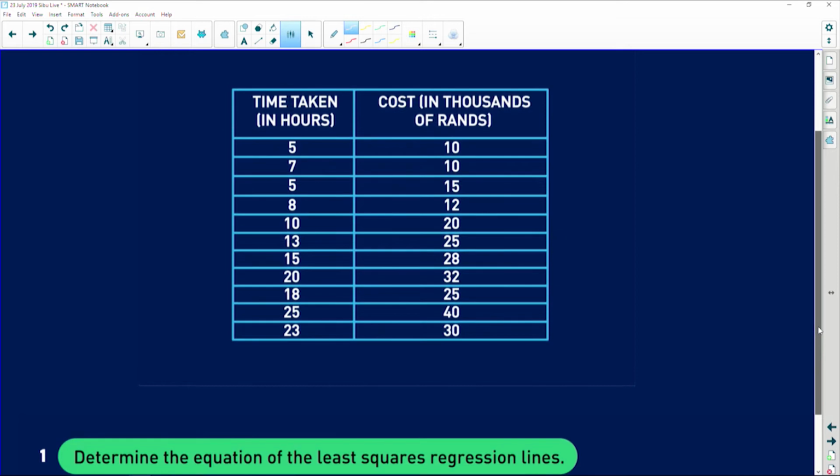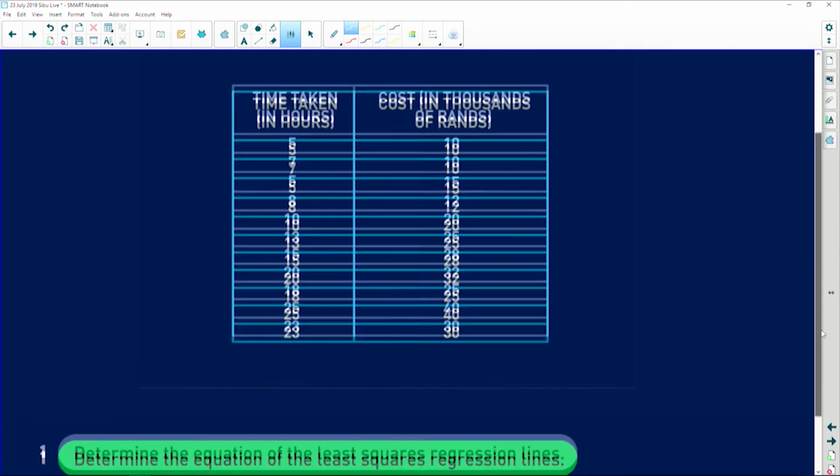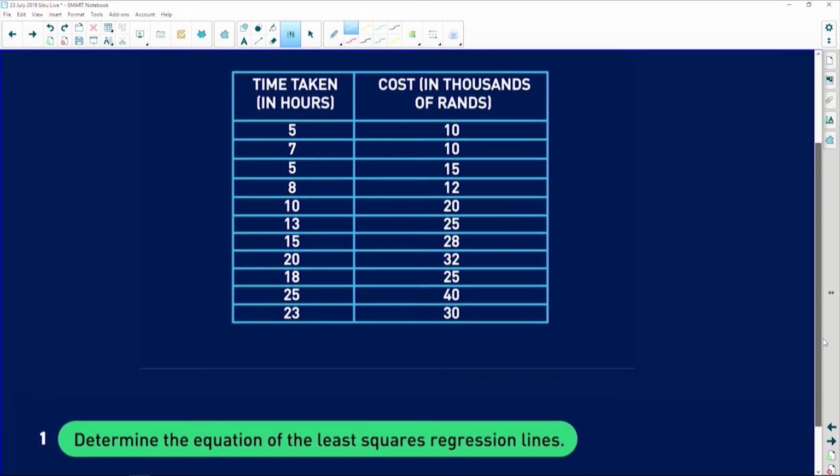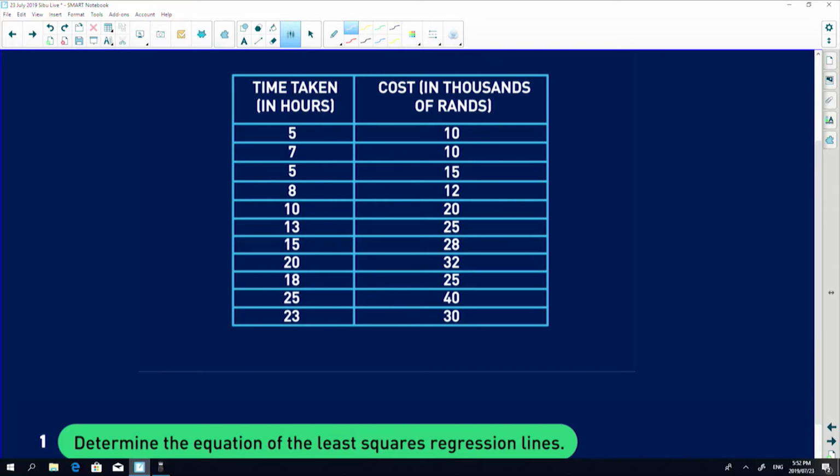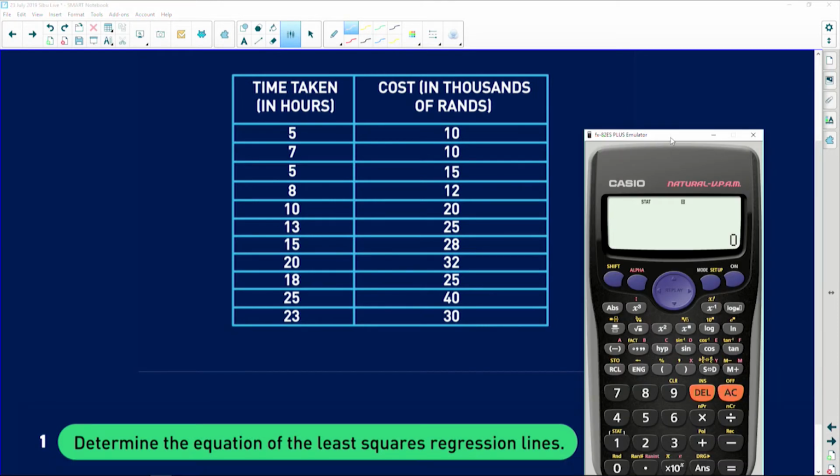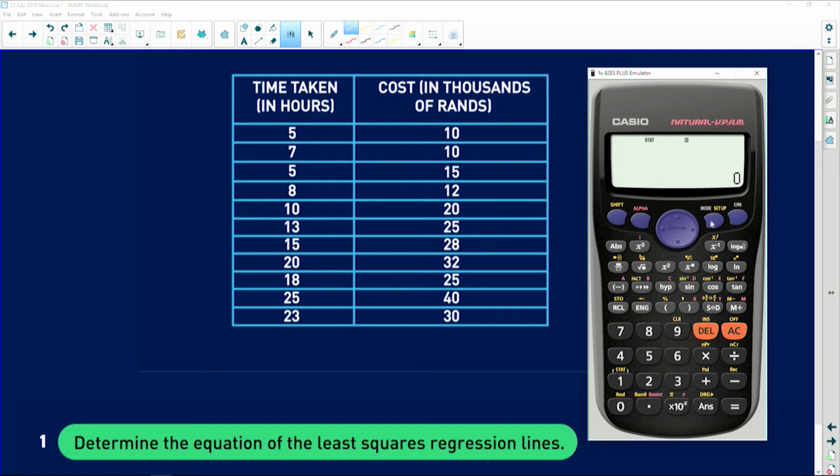The first question wants us to determine the equation of the least squares regression line. So this is the line of best fit. All right. So now let's get the calculator and then you go to stats, guys. You press mode, you select stats. Don't select option 1 because this is what you use for ungrouped data when you're dealing with univariate data. This one is bivariate, so you have to select option 2, and then you'll see one column has got X, one column has got Y.